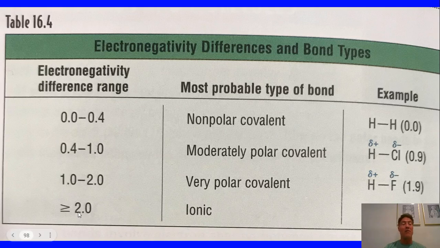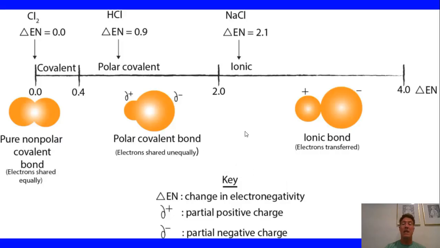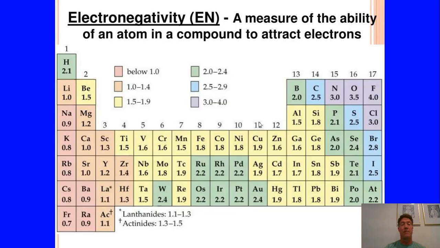Once you get to equal or above 2, you essentially have an ionic bond, like sodium chloride here. And the electronegativity difference here is 2.9. So that's your cutoff point. If it's 2 or below, it's probably covalent. If it's above 2, it's probably ionic. Again, this shows that it is a spectrum from nonpolar covalent to polar covalent to full ionic.